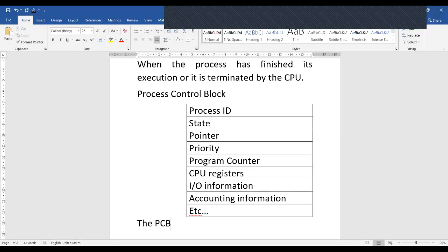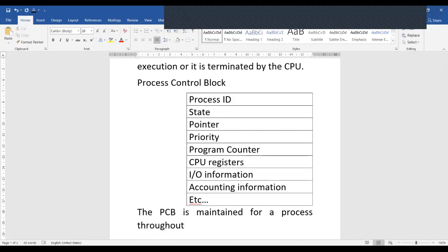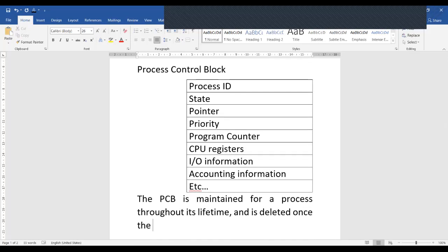So we can say that the PCB is maintained for a process throughout its lifetime and is deleted once the process terminates.